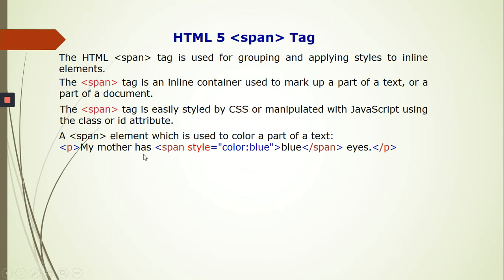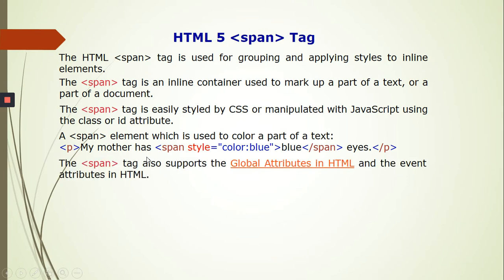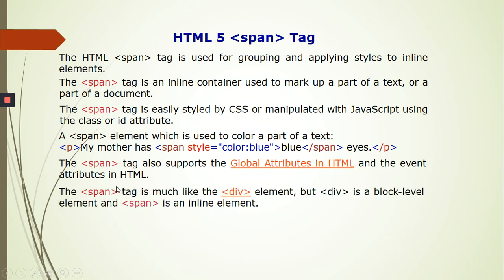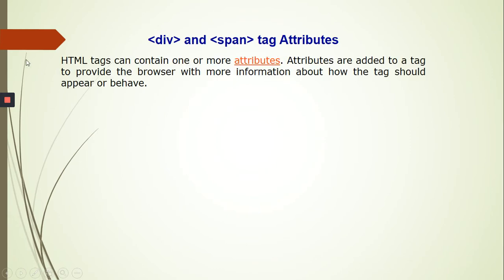See, I've put an example over here. I'll go deep into it by providing various examples. Okay. Here I've mentioned, again, the span tag also supports the global and the event attributes. The span tag is much like the division element, but the division is a block level element and the span is an inline element. Okay, this is the main difference between them. We'll understand in deep. I have described here the attributes.